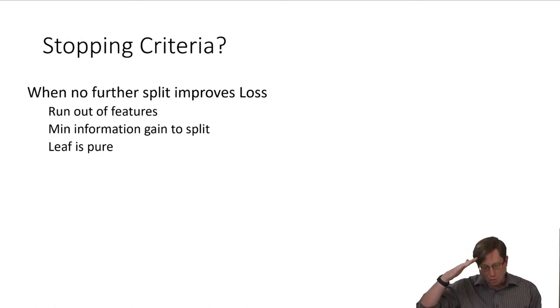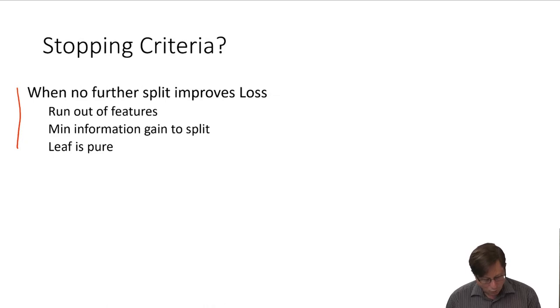But you could grow a tree that gets as perfect as you can get. And that's what this says here. There are three ways to think about it. One is that you run out of features to test. If a feature is binary, you really only need to split on it once in a path, any path from a leaf to the root. So if you are in a particular type of training set feature space, you will run out of things to do and then you'll have to stop.